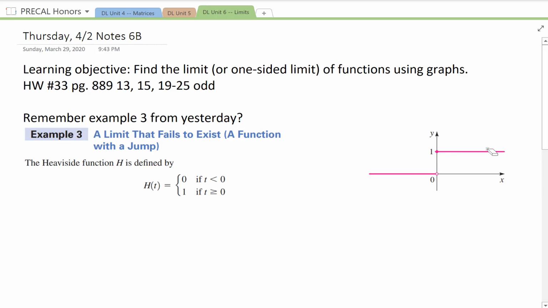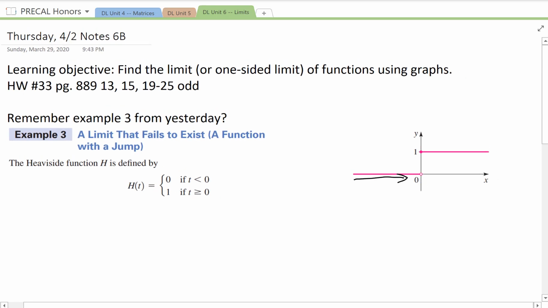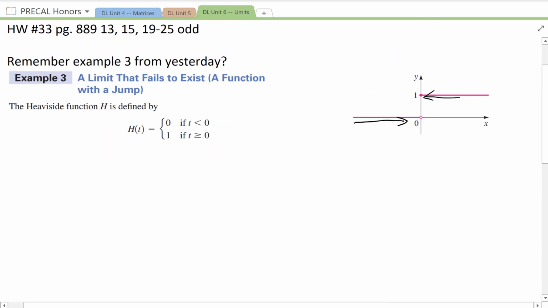So coming in on the left side, approaching 0 from the left, what is f of x approaching? Well, it's approaching 0. But as we approach 0 from the right side, f of x is approaching 1. So if we take the limit, we don't get anything. But if we take a limit such as the left-hand limit or the right-hand limit, then we do get something. And that's what we're going to talk about today.